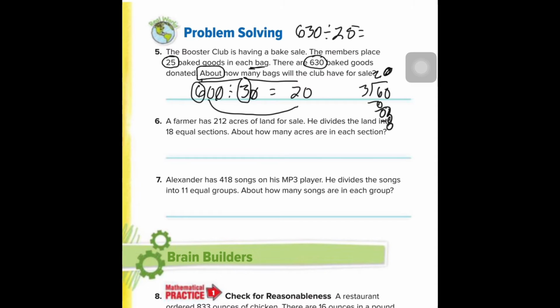Still equals the 20. This is just called doing it mentally in my head. All right, number 2, a farmer has 212 acres of land for sale. He divides the land into 18 equal sections. About how many acres are each section?